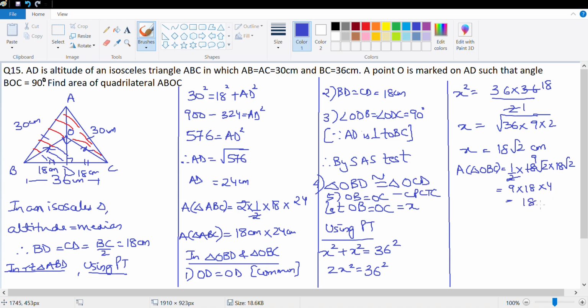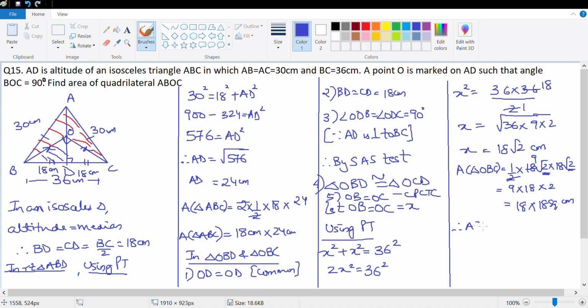So that's 18 into... why 4? This is root 2 into root 2, that's 2, not 4. My mistake. Let's see this again. This is 9 into 18, and the root 2 into root 2, that's root 4, which is equal to 2. So this would be 18 into 18. Calculation error, but I'm glad I realized it at the right time. 18 into 18 square centimeter.